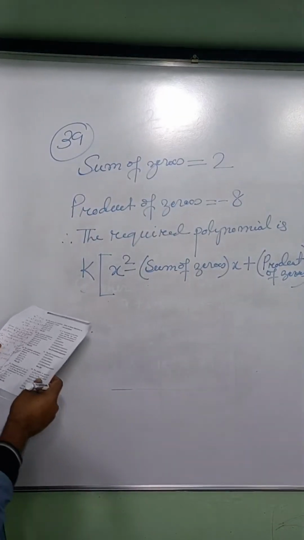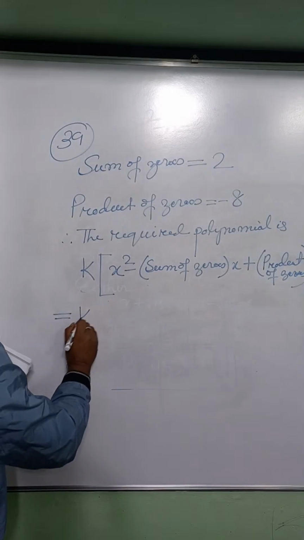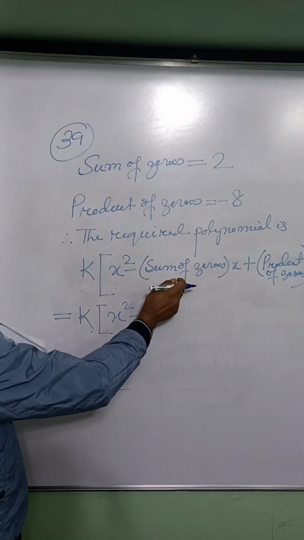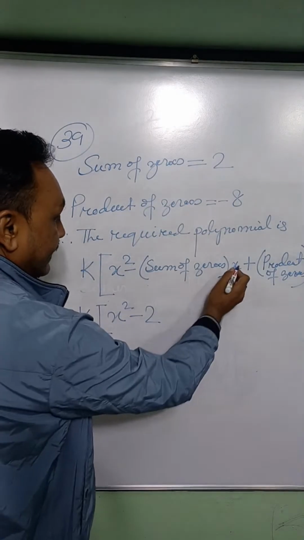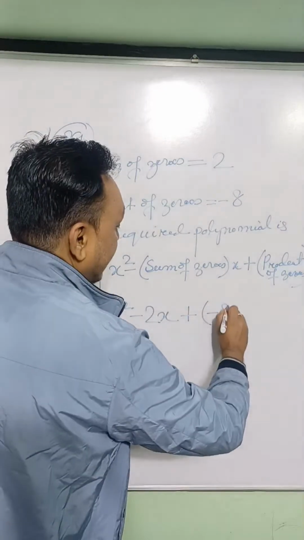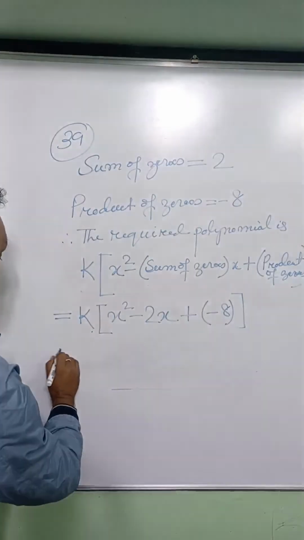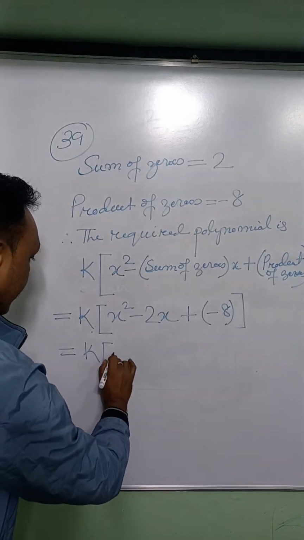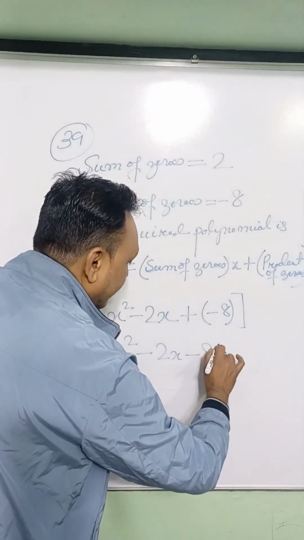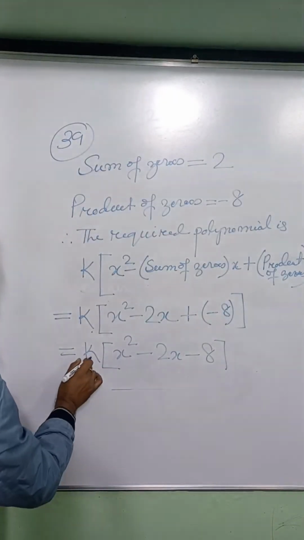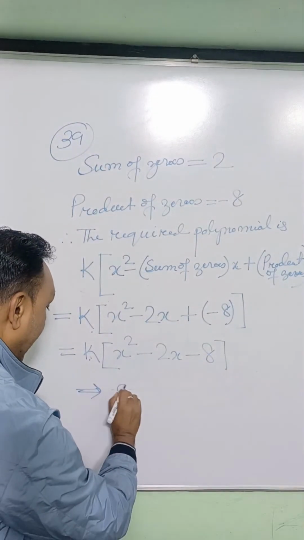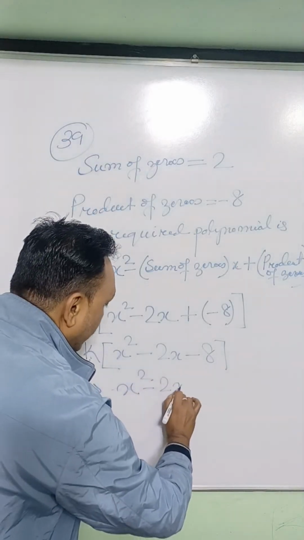All right. Now put the values. K, x square, sum of zeros. Sum of zeros is 2 and x is there. You have to multiply with x plus product of zeros. Product of zeros is minus 8. Simplified, it is k times x square minus 2x minus 8. So here k is 1. It's a non-zero real number. K is 1. So what polynomial will you get? The polynomial is x square minus 2x minus 8.